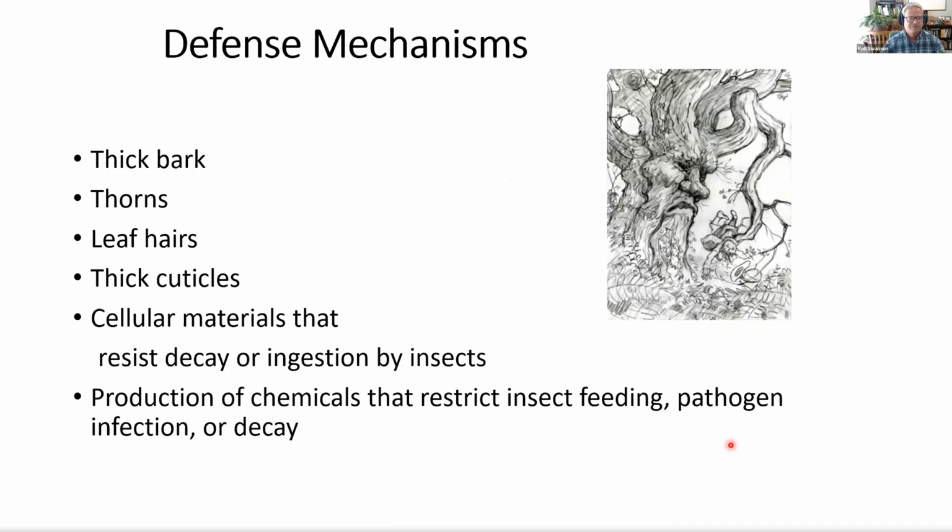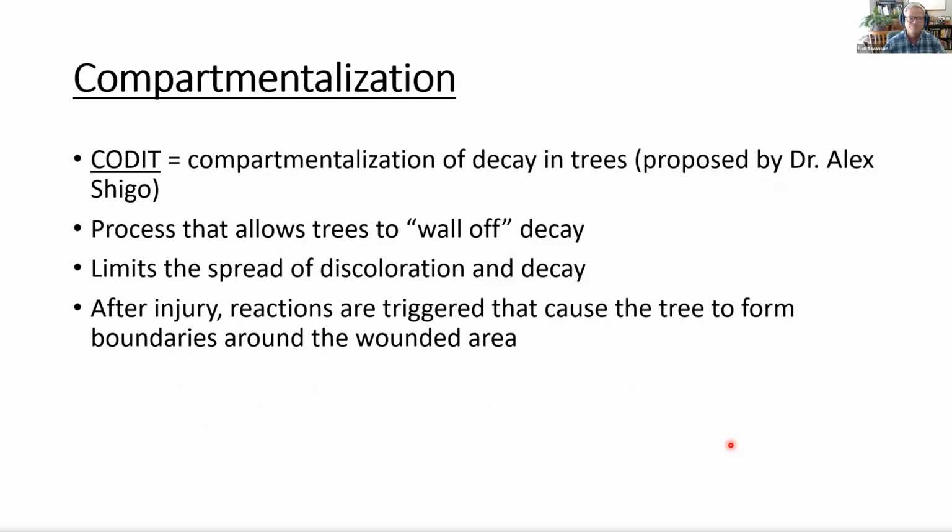Defense mechanisms, again: thick bark, thorns, leaf hairs, thick cuticles, cellular membranes that resist decay or ingestion by insects, production of chemicals that restrict insect feeding, pathogen infection or decay. So that gets us to compartmentalization now. CODIT, compartmentalization of decay in trees, is a model developed by Dr. Alex Shigo. This is just a way to model. It's not a literal process, but it is a model that we use to understand decay.